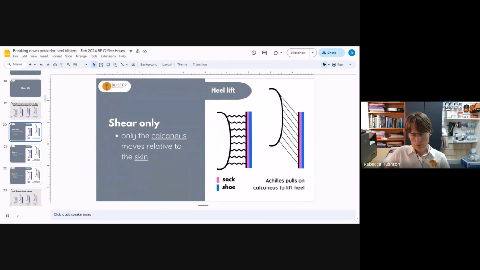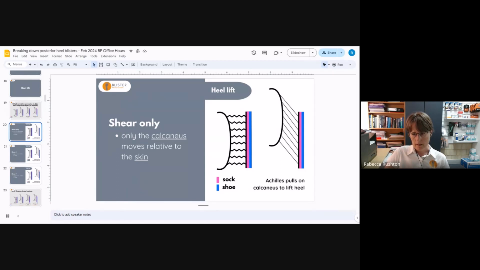So as the foot moves through mid-stance and it comes towards heel lift, the Achilles pulls on the calcaneus, pulling it upwards. And if friction levels determine that the skin and the sock and the shoe remain in stationary contact, given that the heel has to move up a certain amount, then it's the job of the soft tissues between skin and bone to allow that to happen. So they deform or they stretch and distort to allow that to happen.